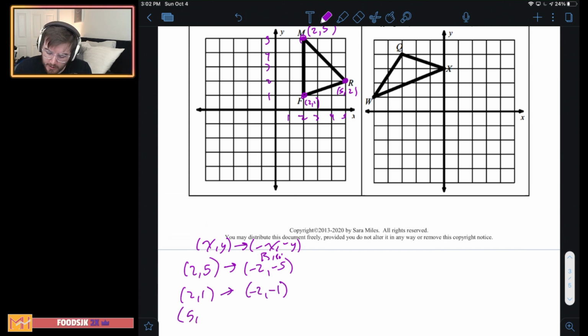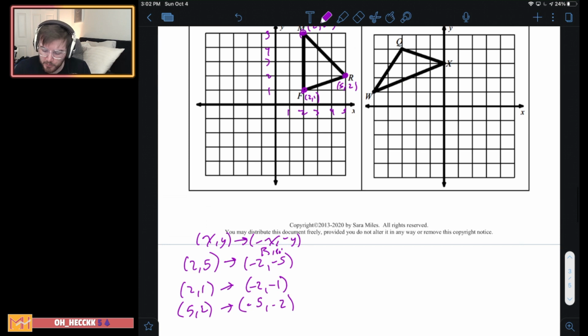And this is an easy rule to apply, right? Literally just switch the signs. You don't have to think about switching. That one's an easy one to apply. So now let's plot those.